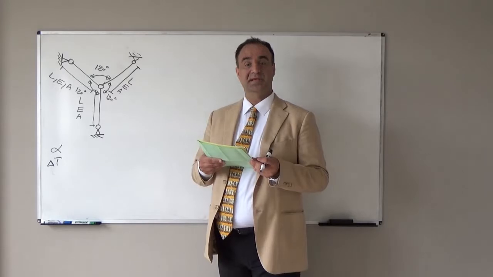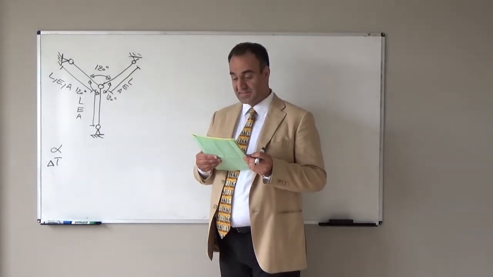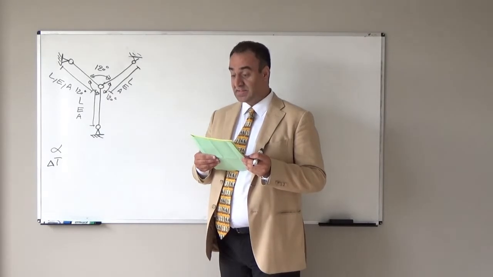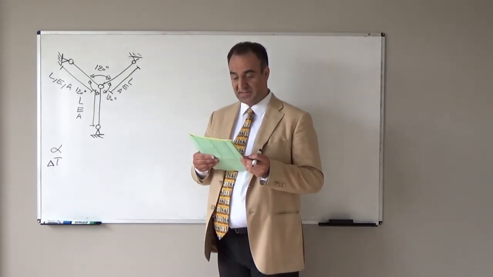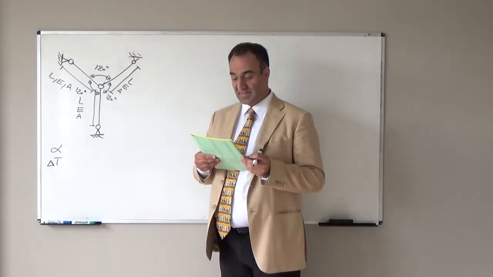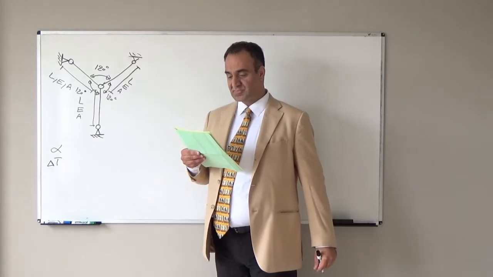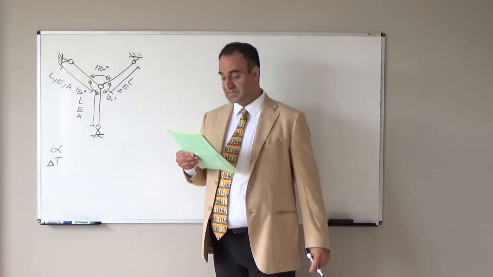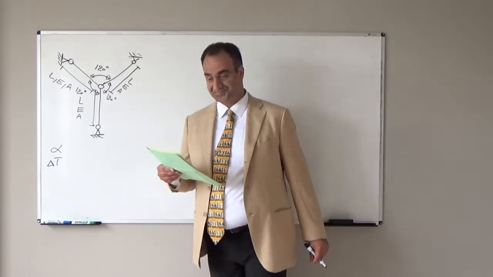So problem statement says in the following structure, temperature changes in two members is equal to delta T. Determine the internal force in each member. State whether each member is in tension or compression. Assume thermal expansion coefficient is equal to alpha for all members.